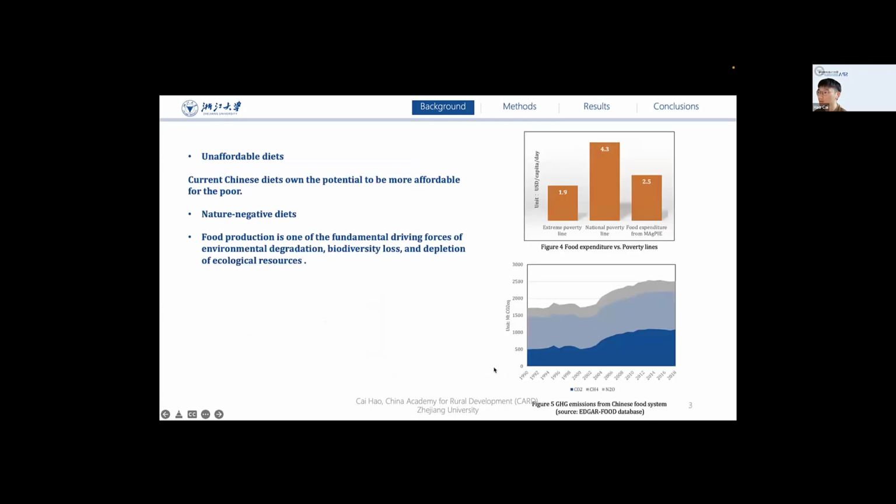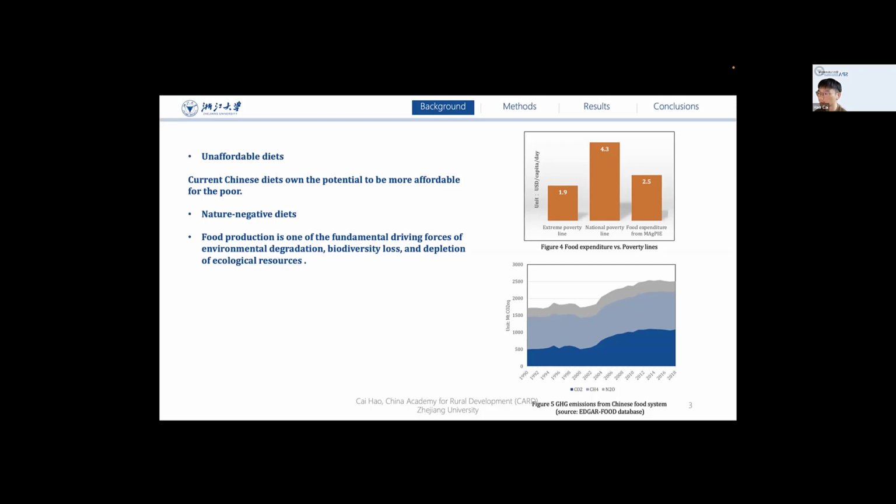Meanwhile, Chinese diets are not budget-friendly for poor people, as presented in Figure 4. Food expenditure each day, estimated by our MACPI model based on shared socio-economic pathways and food consumption patterns for China, is higher than the extreme poverty line defined by the UN. And when we use the national poverty line defined by the Chinese government in 2020, more than 50% of Chinese poor people's income is spent on food.